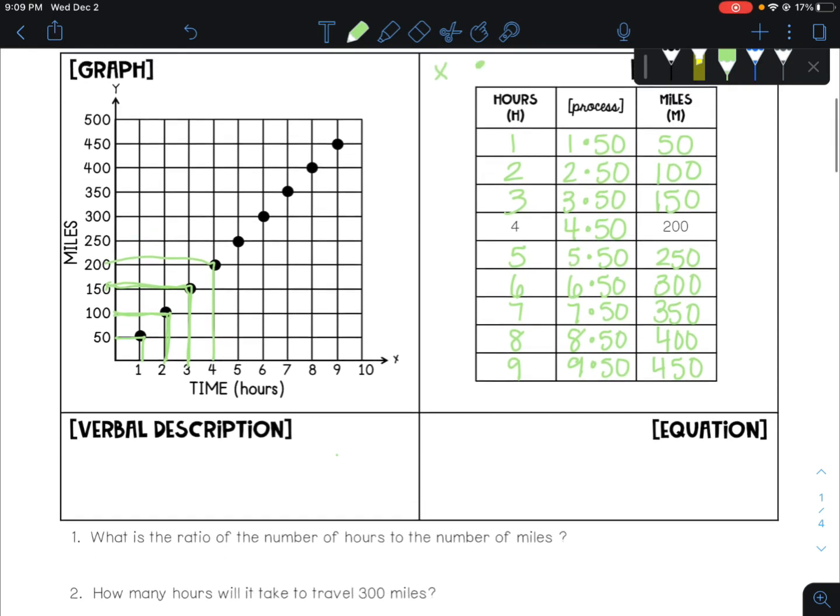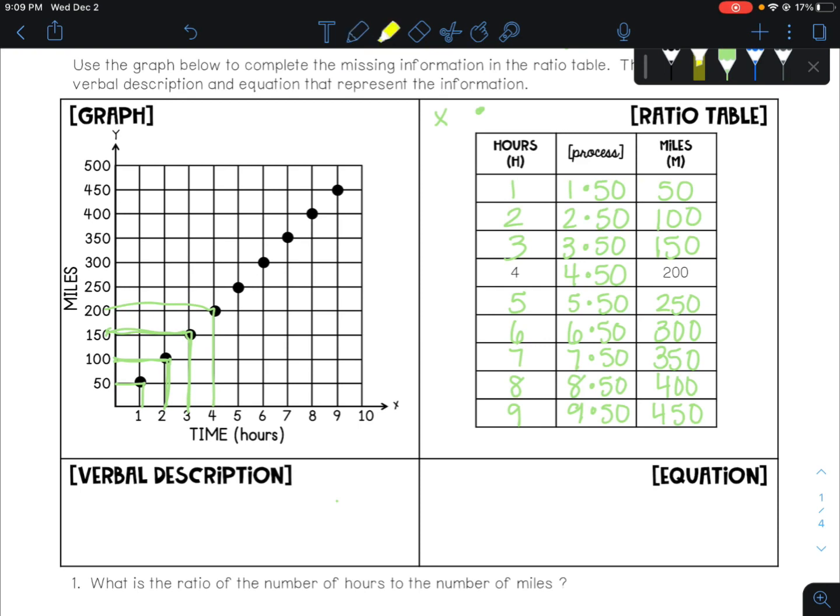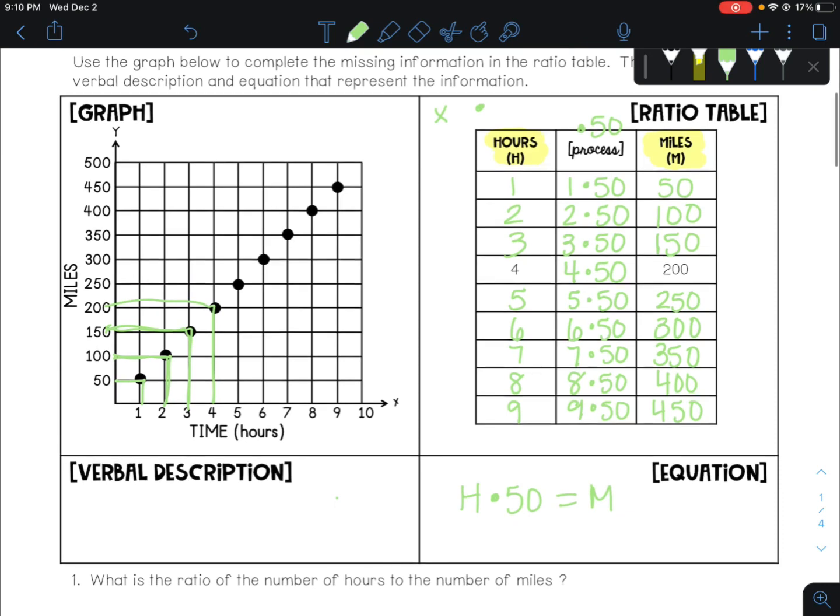So there it is. Now we can write our equation. So to get from hours to miles, we do times 50. So H for hours times 50 equals M for miles. Or the fancy way, if you'd like, M equals 50H, meaning M equals 50 times H.